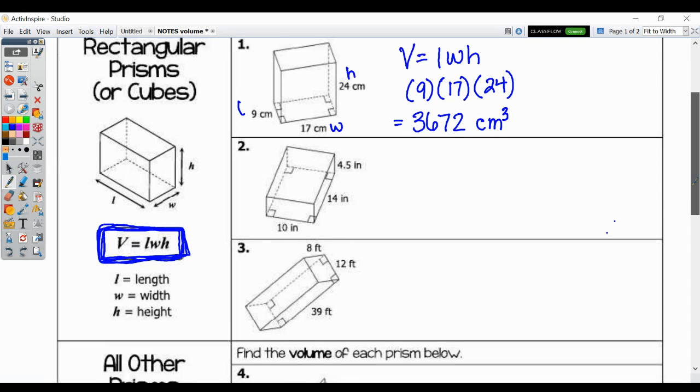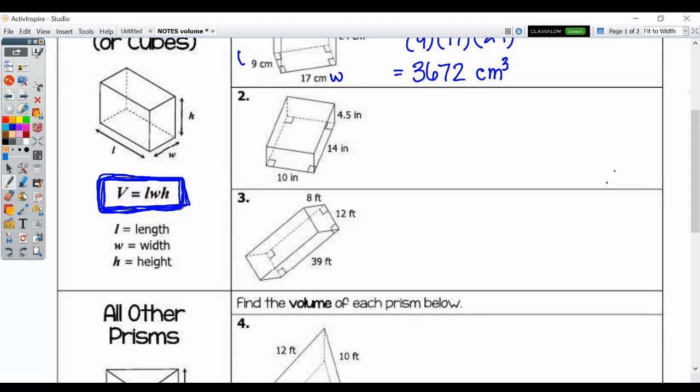Okay, let's do one more rectangular prism and then we'll move on to triangular prisms. Number 3 asks me to find the volume. This is a rectangular prism. It looks just like a box. So I need to label my length, my width, and my height. I'm just going to make this my length, that my width, and that my height. And then I plug it into the formula. Volume equals length times width times height.